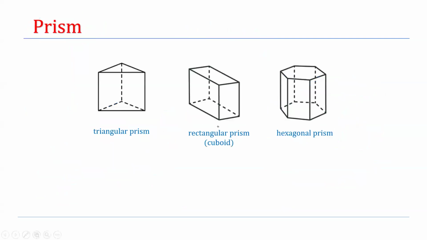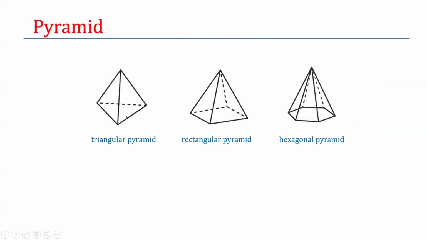So this is a triangular prism, rectangular prism, hexagonal prism. As we discussed, volume equal to base area into height. Right? You agree with me? Next, pyramid. Triangular pyramid, rectangular pyramid, hexagonal pyramid, and volume equal to 1/3 base area into height. Sir, the base will be triangular, rectangular, or square? It could be anything, hexagonal. We can take anything. There is nothing like you should not take like this. Okay.